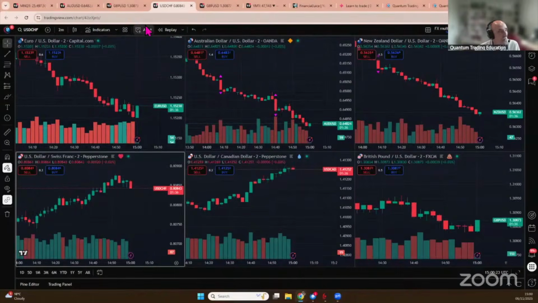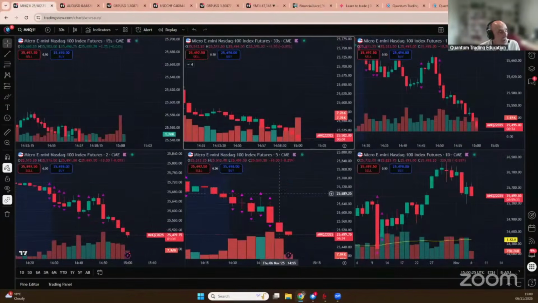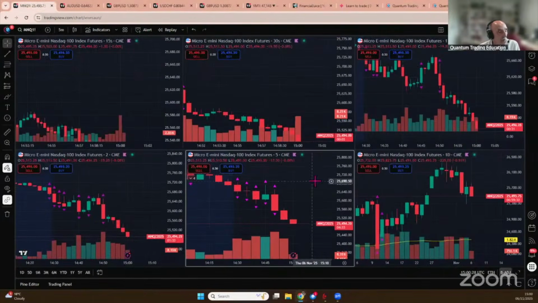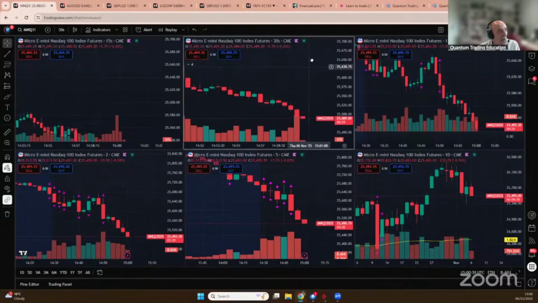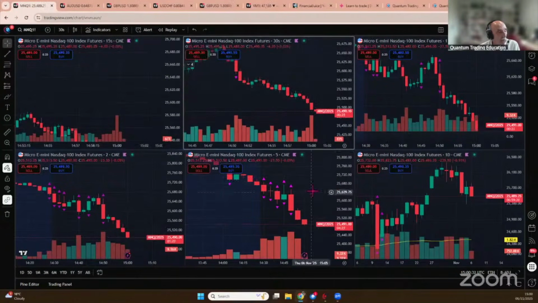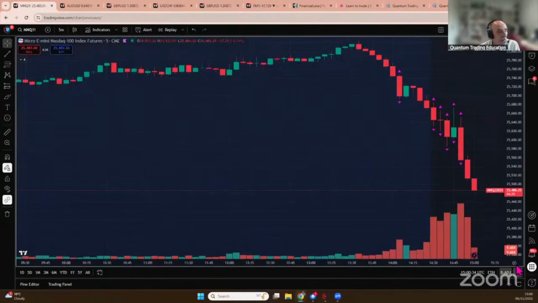So it's just a great, simple way of setting up your charts in this way to give you more confidence when you're trading. Now, going back to the MNQ, this is what I was talking about earlier on, right? This is the MNQ. It's the same as the NQ. And on here we go to 5 minute.